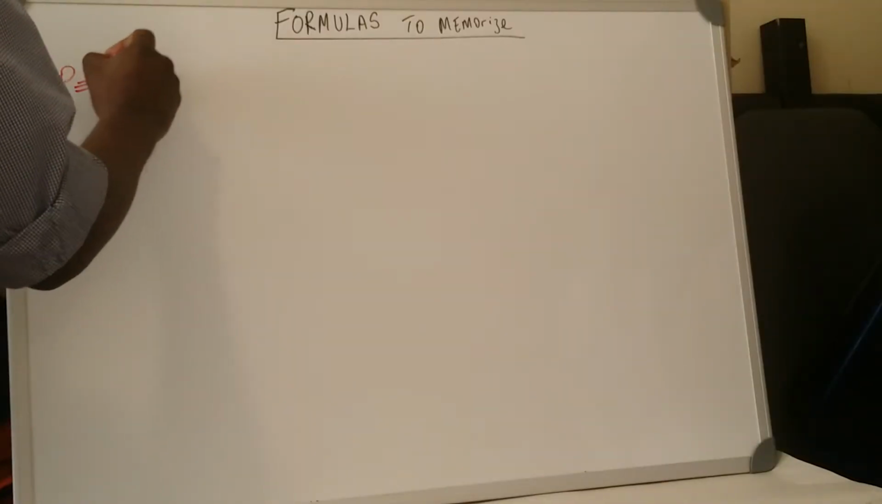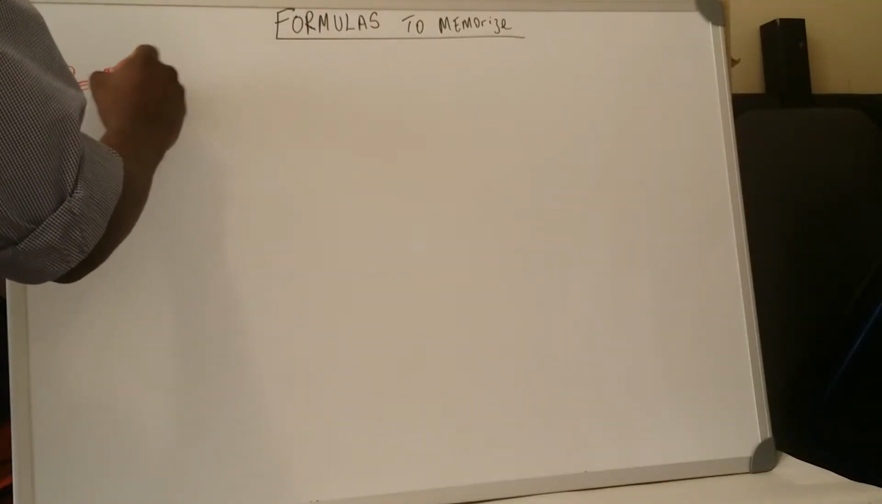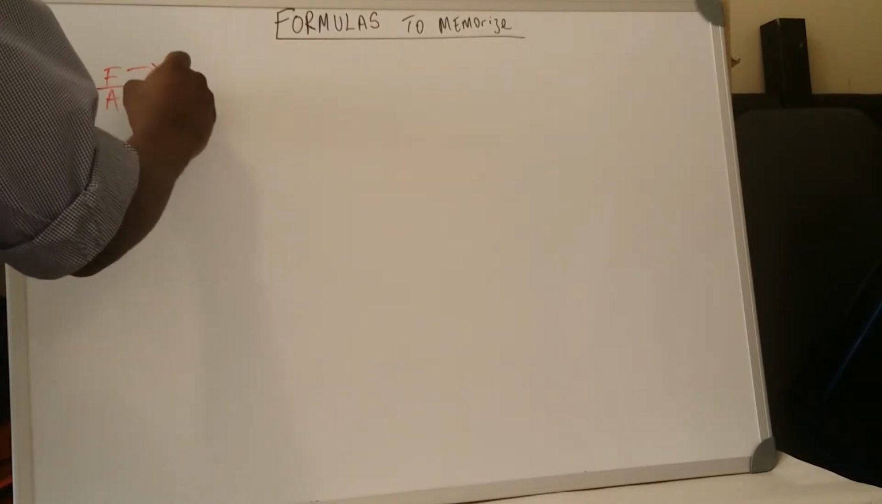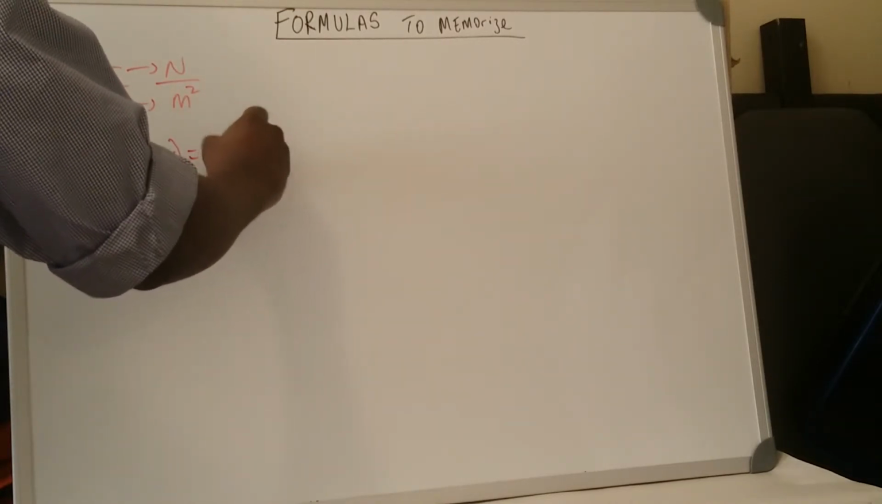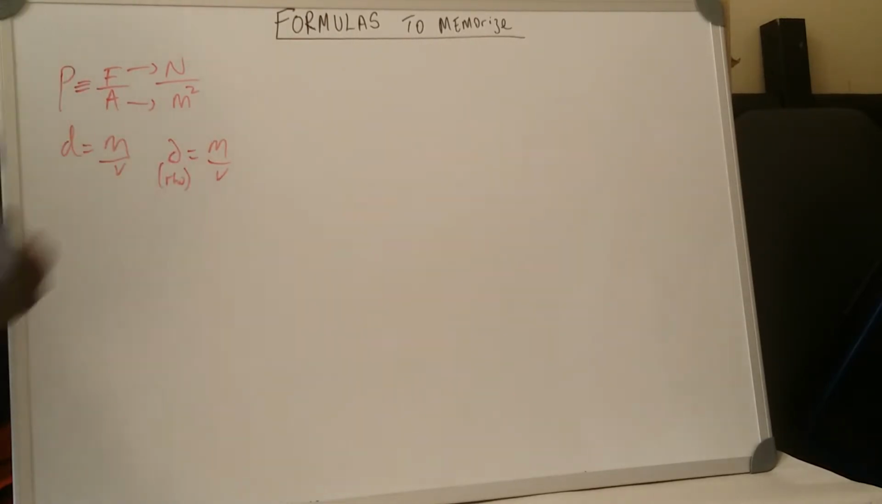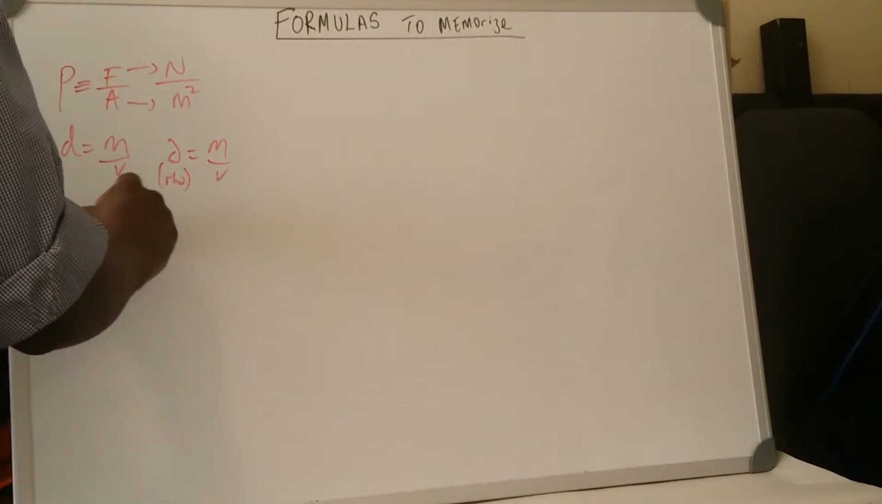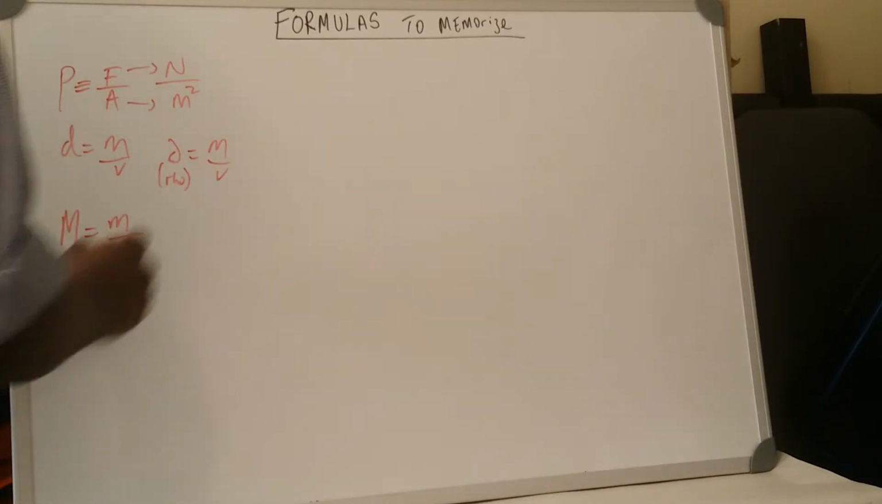Well, pretty much what you have to memorize, like I said, is that pressure equals force over area. Force is measured in Newtons, area is measured in meters squared. And density equals mass over volume, or in other words, rho equals mass over volume. It's also a symbol for density. And we also have molar mass, which equals mass over mole.